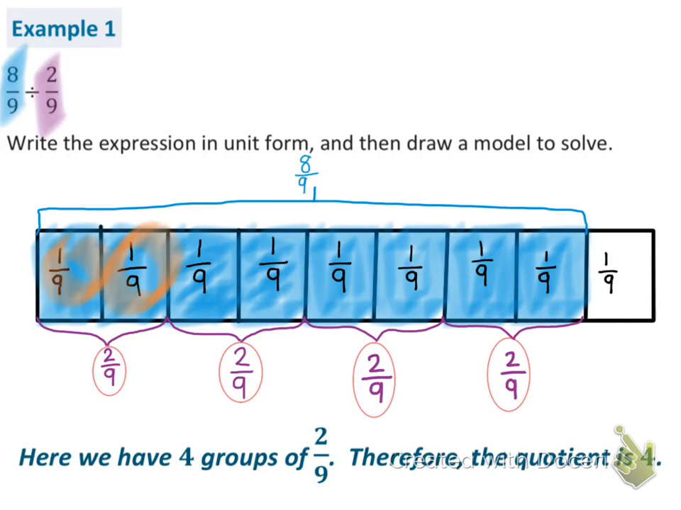Therefore, the quotient is 4, right? The answer is 4. So I can conclude that 8/9 divided by 2/9 equals 4. Because again, we're asking how many 2/9 fit in 8/9? 4. The answer is 4.